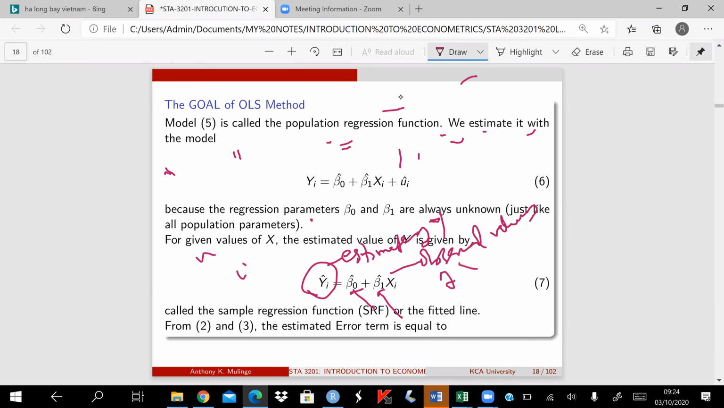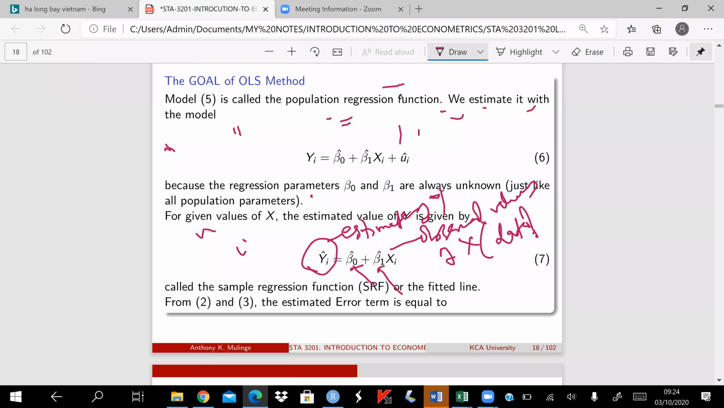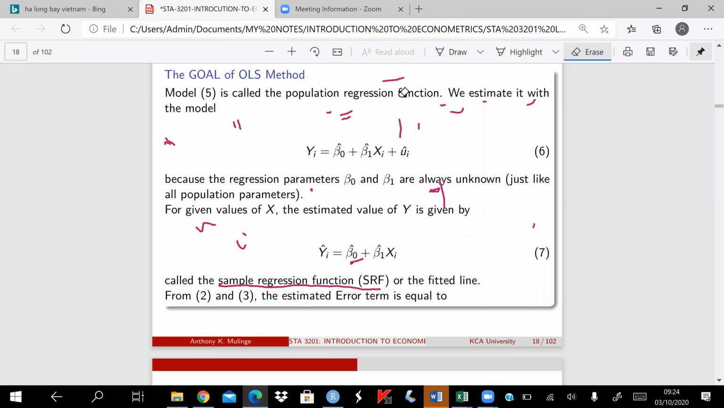Observed values of X. So this is the data, the actual data. And you notice that in number 7, the error term is not captured because the error term is unobservable. You cannot observe it, okay? So this is now called the sample regression function. It is called the sample regression function because it's based on sample information, okay? Or sometimes you can call it the fitted line.